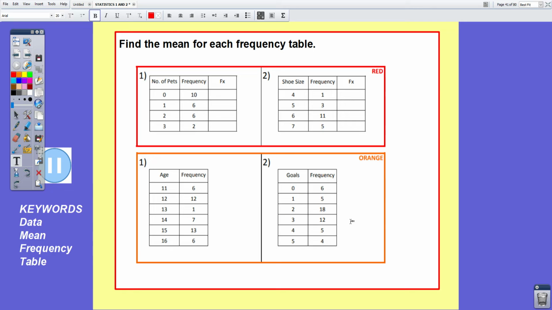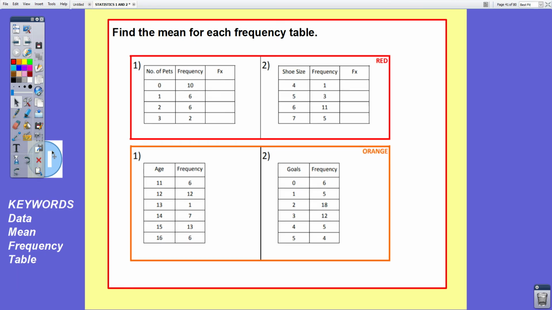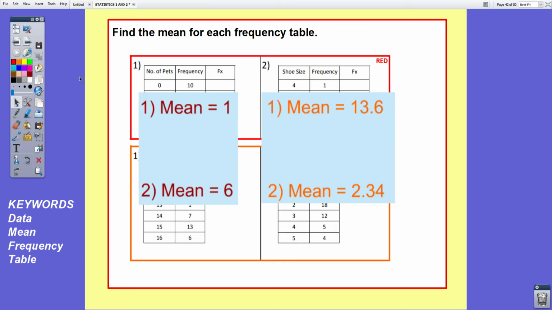The second group of questions, you have to add the column yourself, but it's pretty much more of the same thing. This is just to get you used to the idea of how we work out the mean for frequency tables. Pause the video please, draw out the tables and have a go at these questions. Thank you. Okay, let's see how you've done.